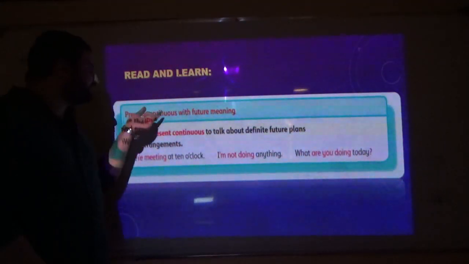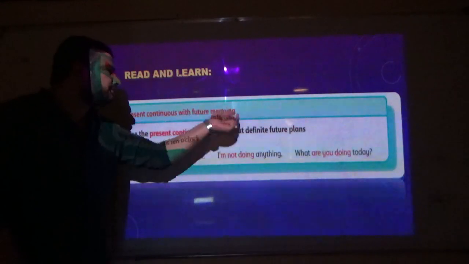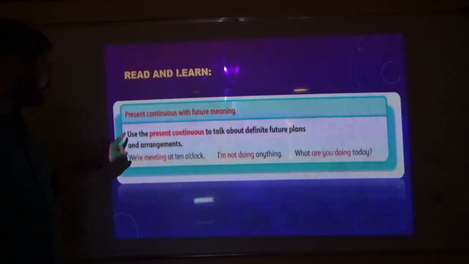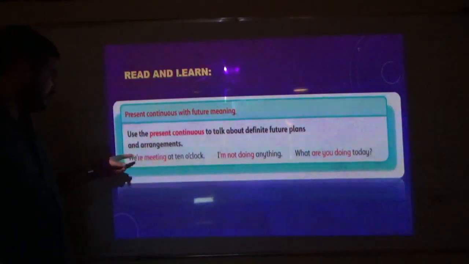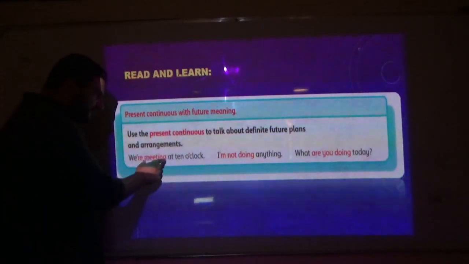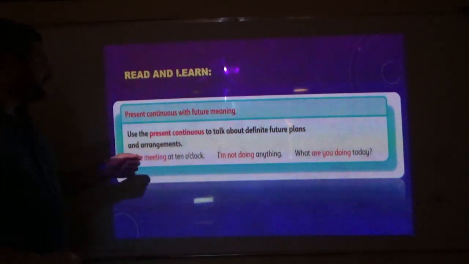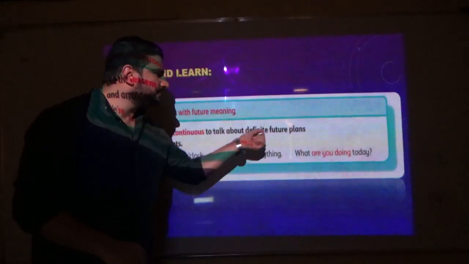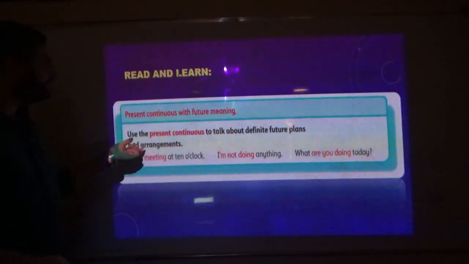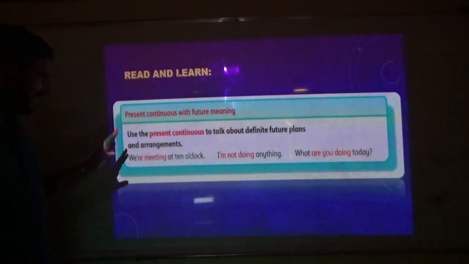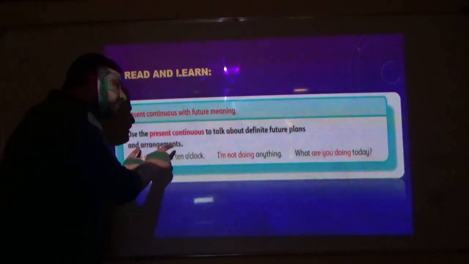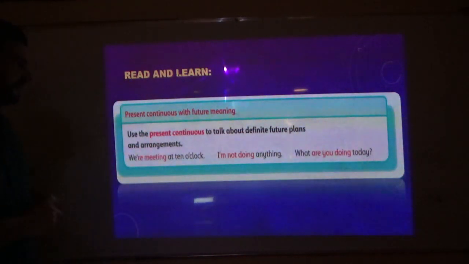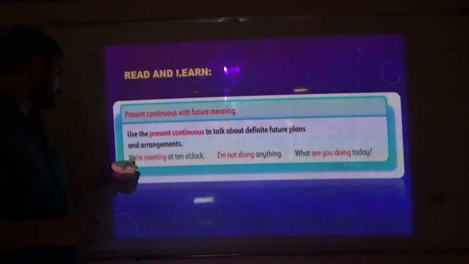Use the present continuous with future meaning. Use the present continuous, which is I, am, is, are, plus the verb plus ing, to talk about definite future plans and arrangements. Take care that we'll define the word arrangement in the next slide. So let's look at these examples.